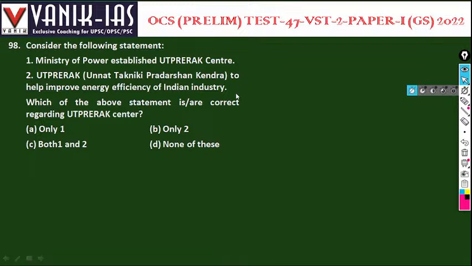Consider the statements: Ministry of Power established the UTPRERAK Centre. UTPRERAK, that is Unnat Takniki Pradarshan Kendra, to help improve energy efficiency in industry. Both the statements are correct. Ministry of Power is for energy efficiency.